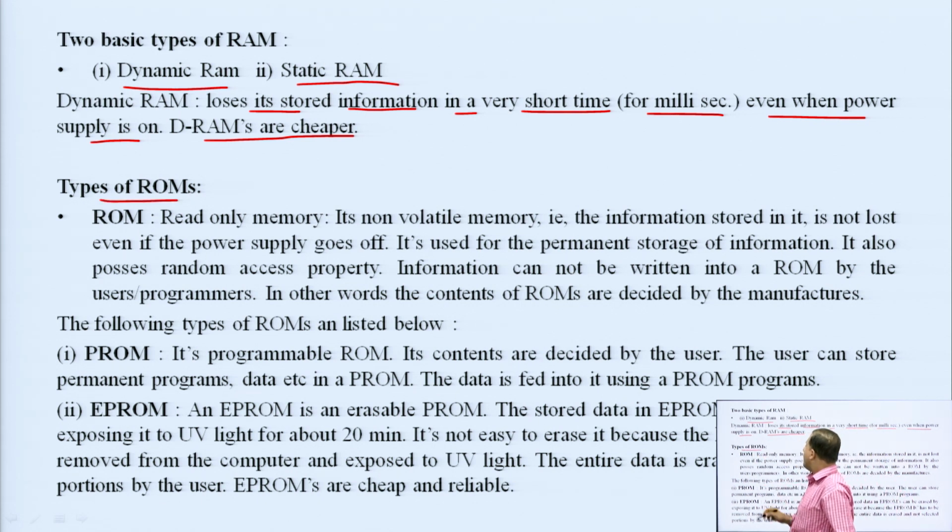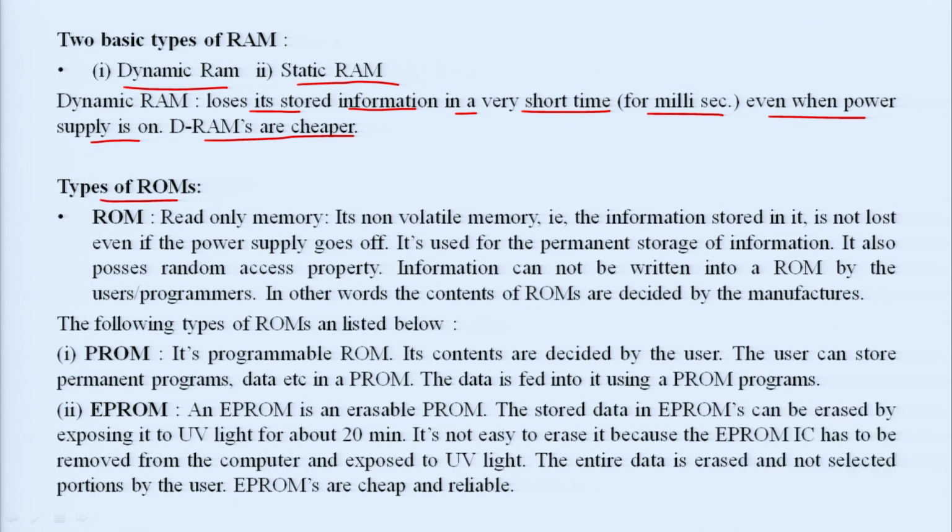Then, types of ROMs. ROM, we already know from the previous slide that there are two types of memory, RAM and ROM. We have already discussed RAM, so now we are going to start ROM. What is ROM? ROM means read only memory. It is non-volatile, meaning the information stored in it is not lost even if the power supply goes off. It is used for the permanent storage of information.